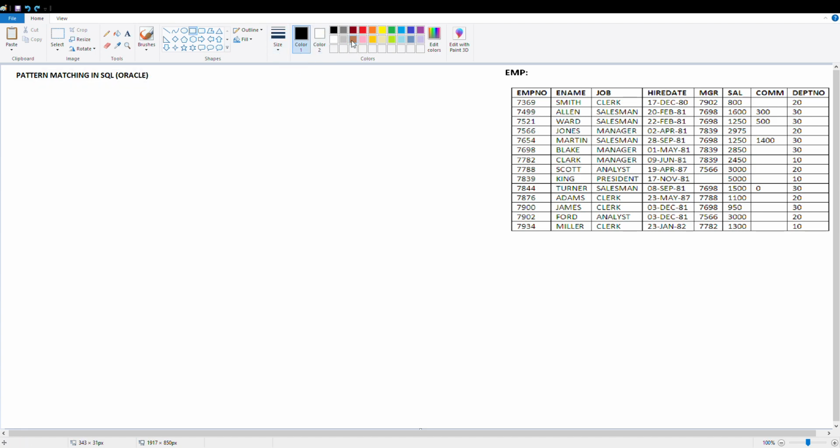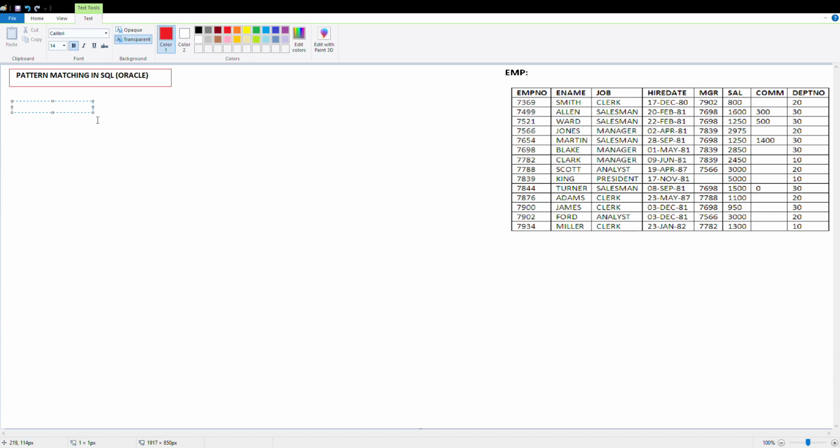First thing you have to understand: what is a pattern and how does it differ from a normal condition? For example, if I ask a simple question, I'm going to write a query to find out all the employee names whose name is Smith. How are you going to solve this? It's a very simple question. You are going to select the ename from the EMP table where the ename column is equal to Smith.